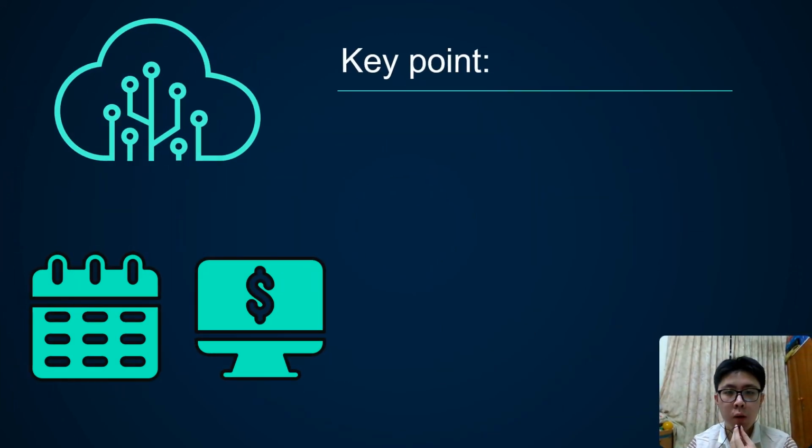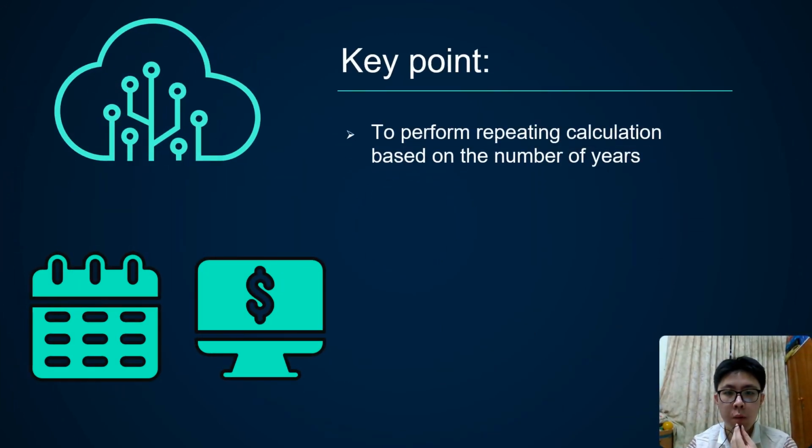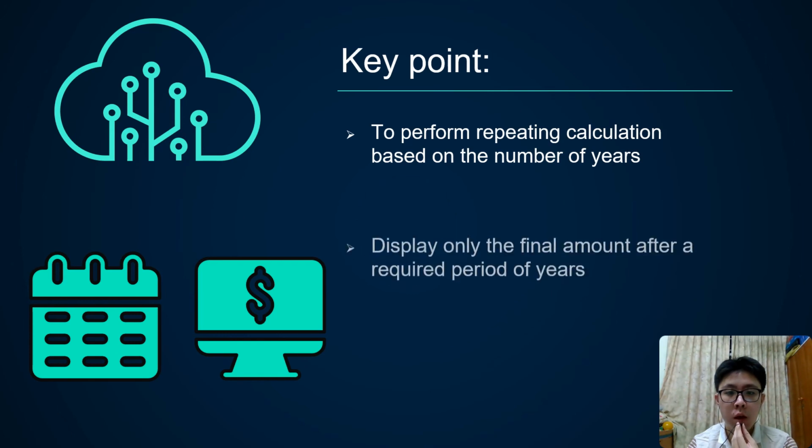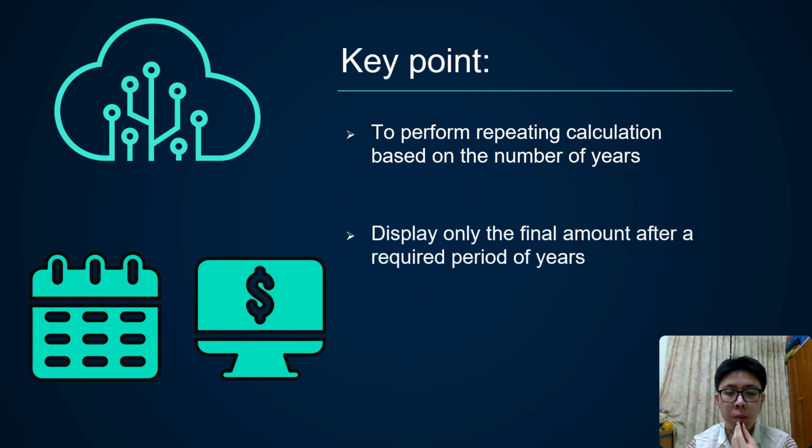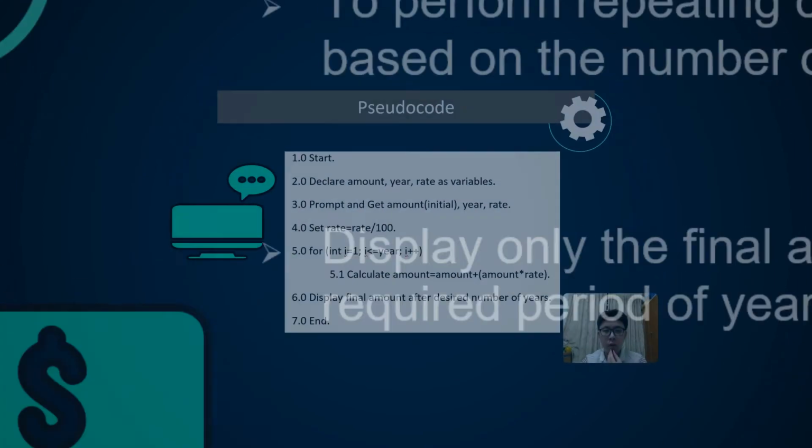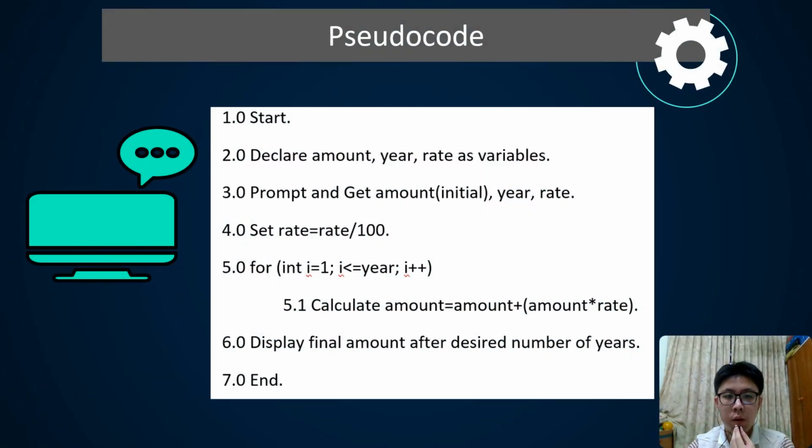Some key points of this question are that first we have to perform repeating calculation based on the number of years, and secondly we have to display only the final amount after the required period of years but not every year. Pseudocode. Number 1, start. Number 2, we declare amount, year, and rate as our variables. Number 3, we prompt and get the initial amount, year, and rate.